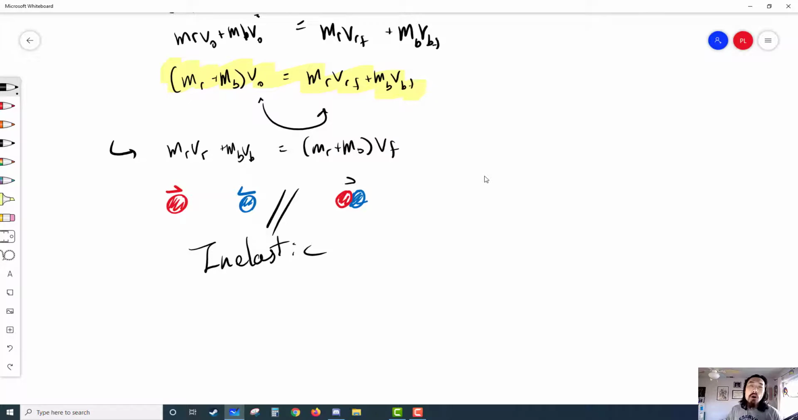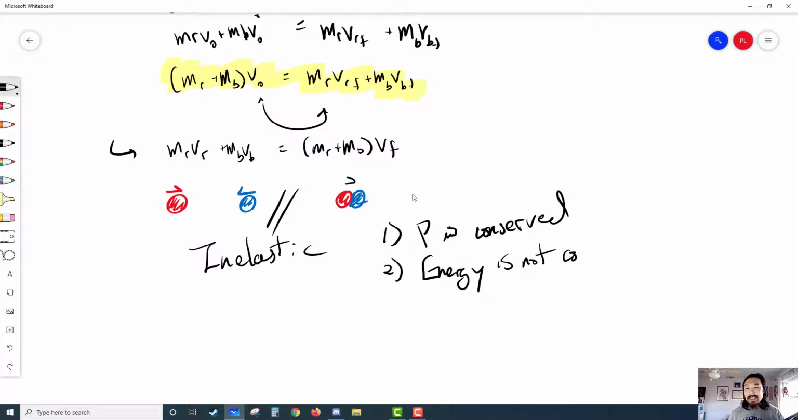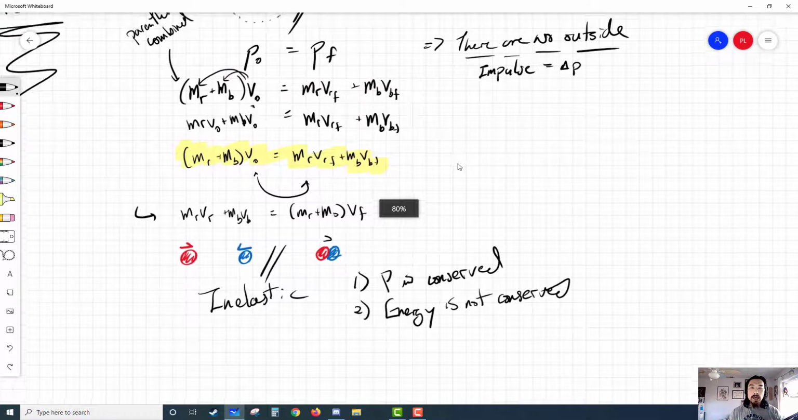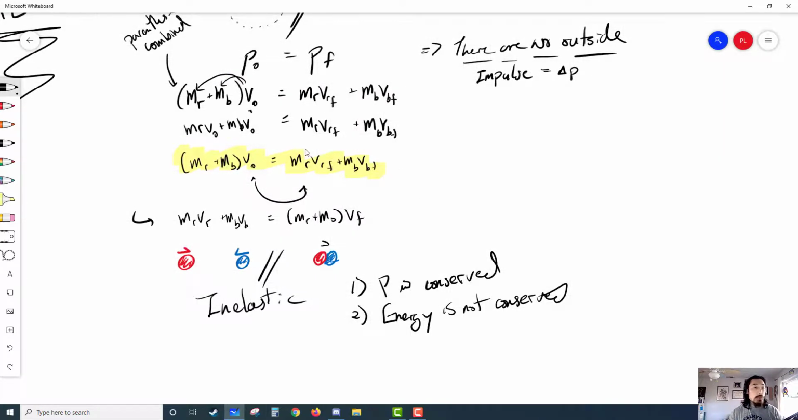Cool stuff. And all the properties of an inelastic collision still apply. Okay, and let's go over those because those are important. The first one is momentum is conserved. Second one, energy is not conserved. More specifically, kinetic energy is not conserved. Okay? So here we have the equation for an explosion type of problem.